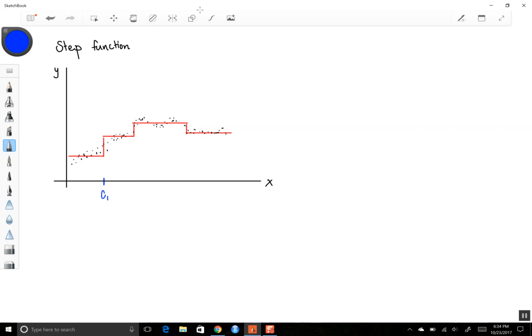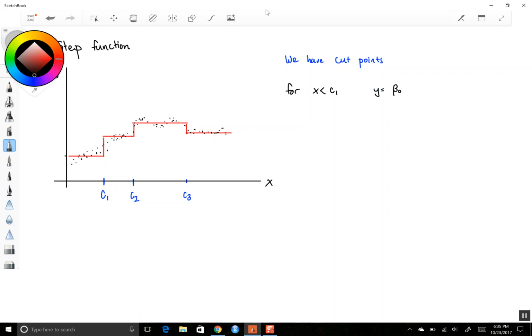This is C1, this would be cut point 2, cut point 3. So we have cut points, and we would establish our equation would be kind of the form, okay, so we'd say for x less than c1, where c1 is our first cut point, then y is equal to b0, okay, so this height right here is at b0.